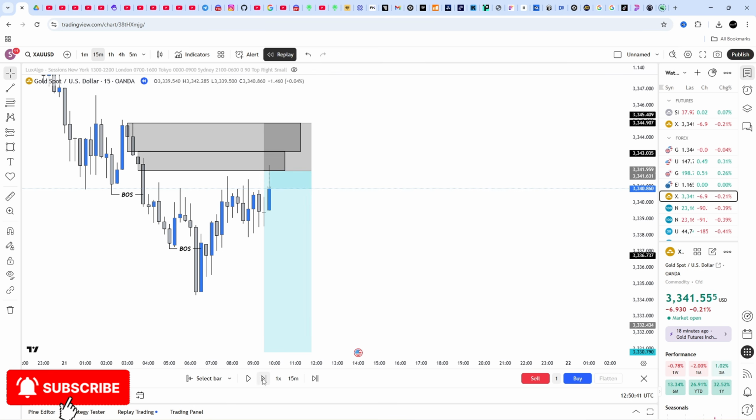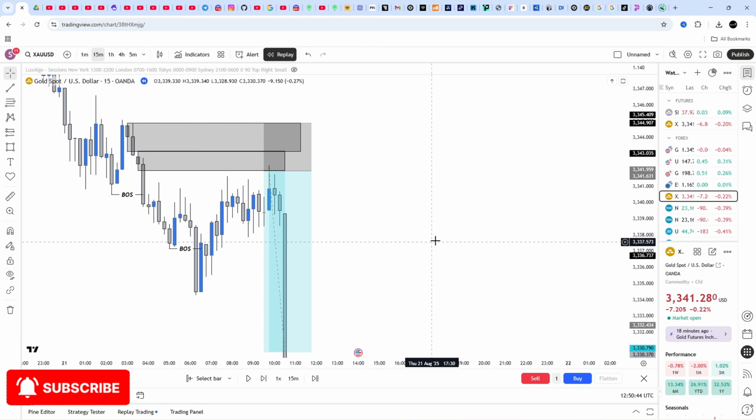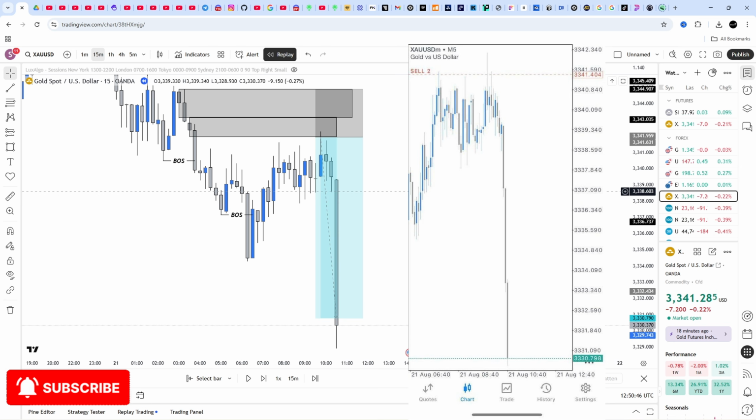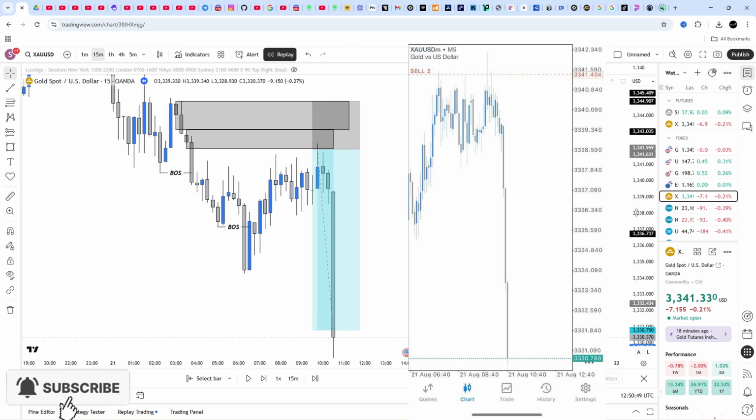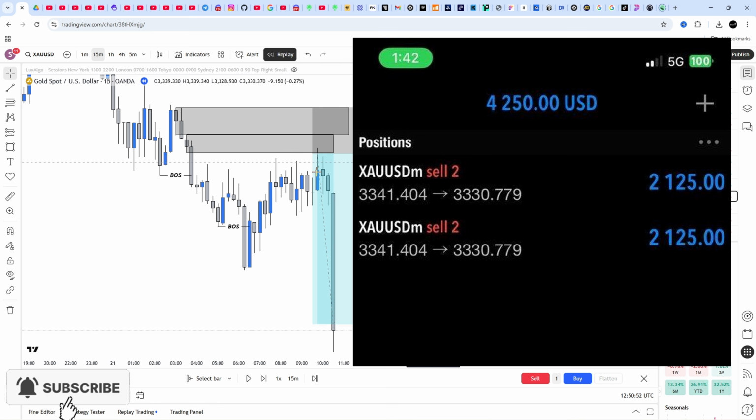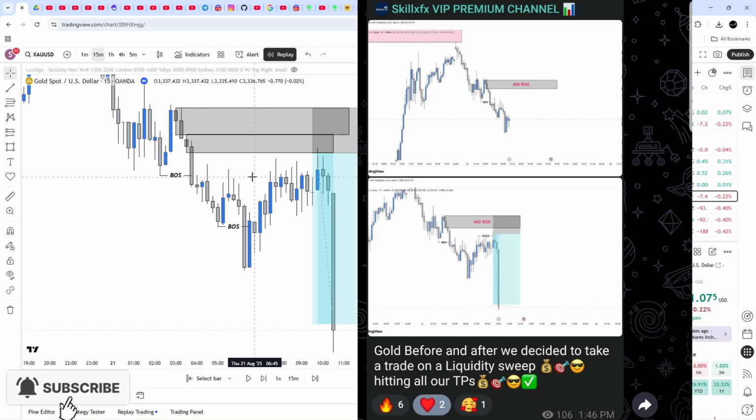Now look at this. Let's play this out and we see. And that's how we played the market. And that's how we made profits. So I think you can see how we made profits. What we are looking at was liquidity, imbalance or inefficiency, and the market direction, which is this break of structure that is showing us where the market is heading to.